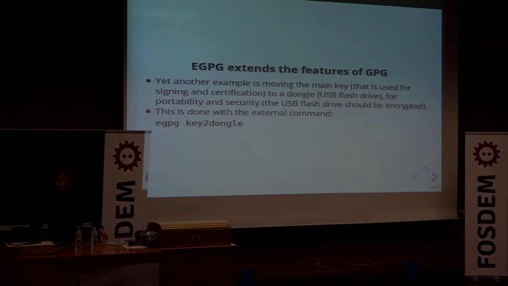Yet another example is moving the main key that is used for signing and certification to a dongle, a USB flash drive, for portability and security. For example, the USB flash drive can be encrypted. This is done with the external command eGPG key to dongle. So it can also be done by giving several Unix commands, but with a single command, it's much easier.